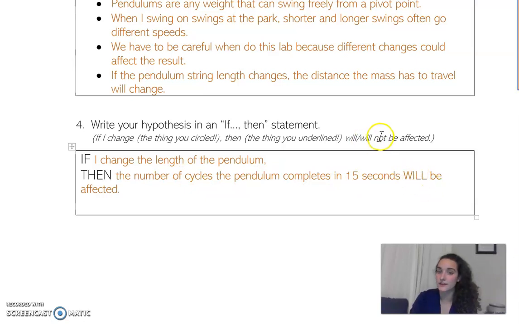I could have said will not be affected, but my research makes me believe that it will change the number of cycles the pendulum completes. So this is my hypothesis in an if-then statement. It started with my testable question. It was informed by research, and now I have written it in an if-then statement. Now I can begin the next part of the scientific method when I actually get to test this, but you can't start testing at all until you know what you're looking for.